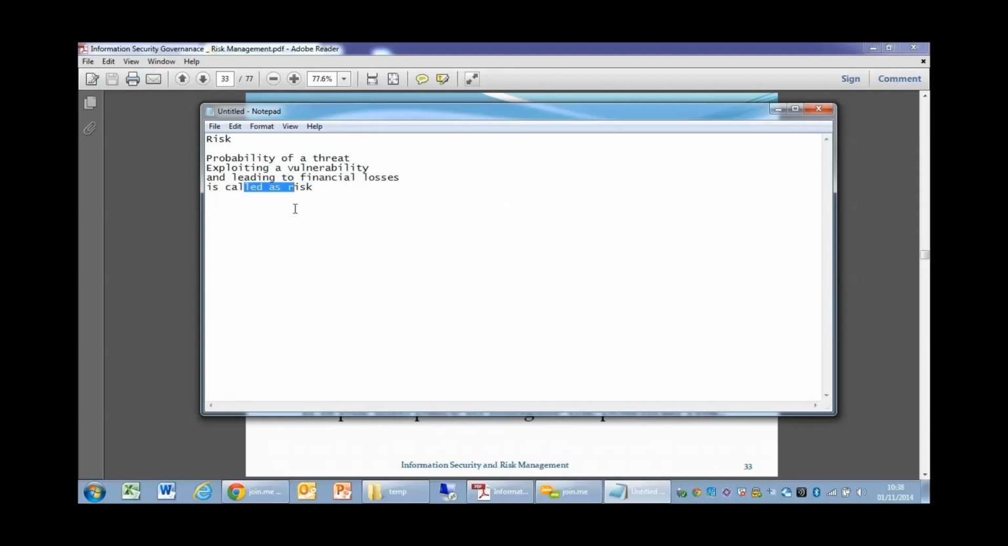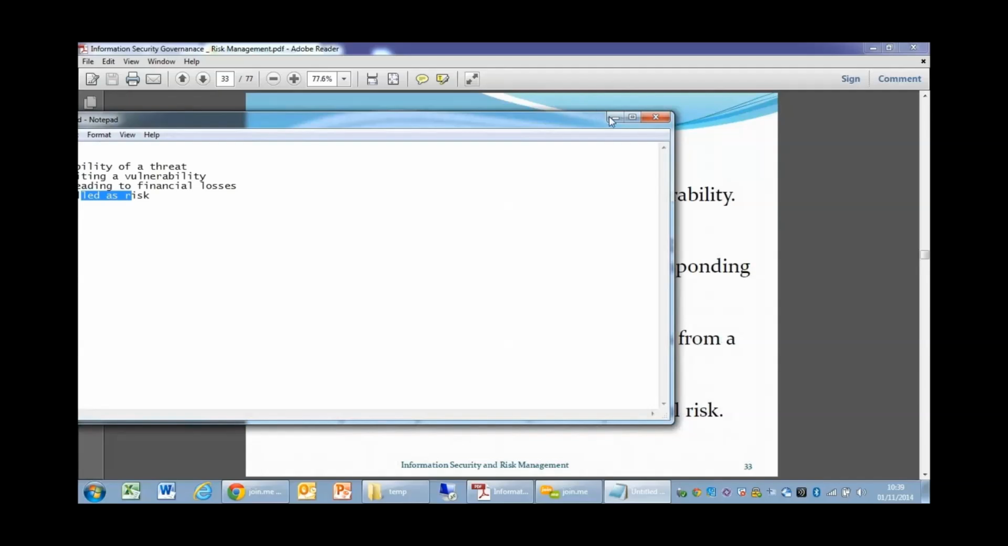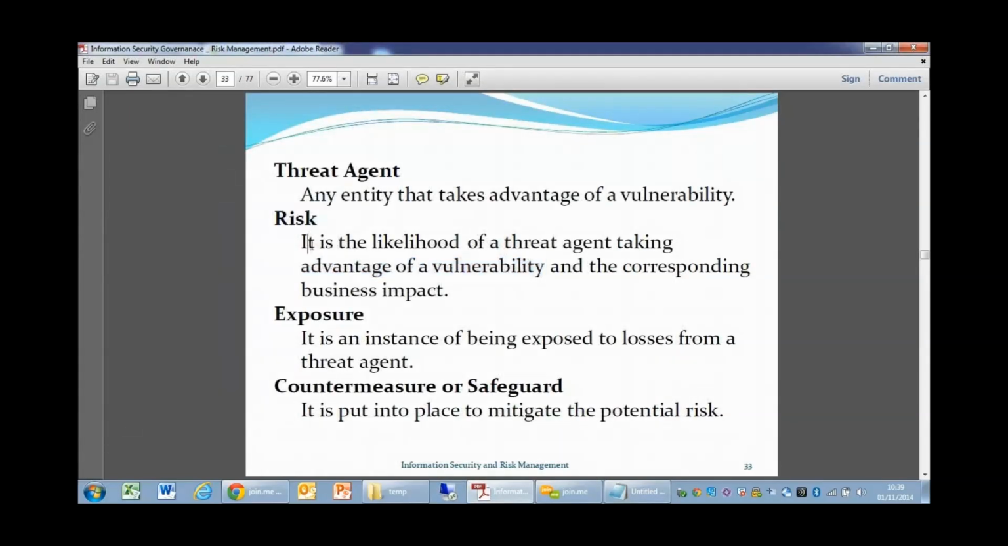I also read one of the questions which says, is the following statement correct? Probability of a vulnerability exploiting a threat is called risk. No, it is the probability of a threat exploiting a vulnerability. So with that we move on. We understood the concept of risk.